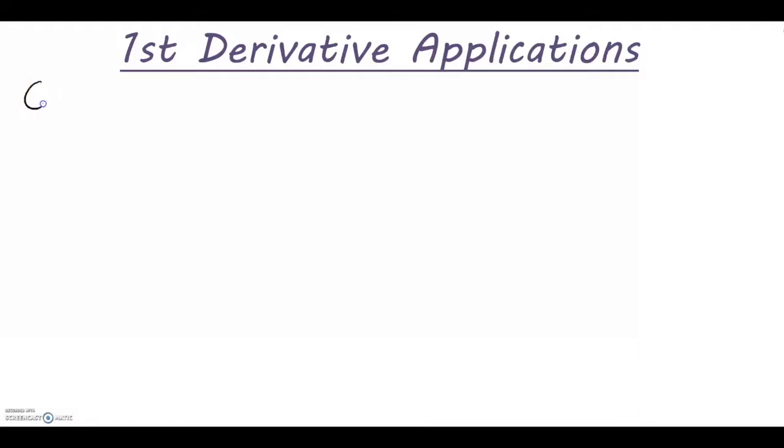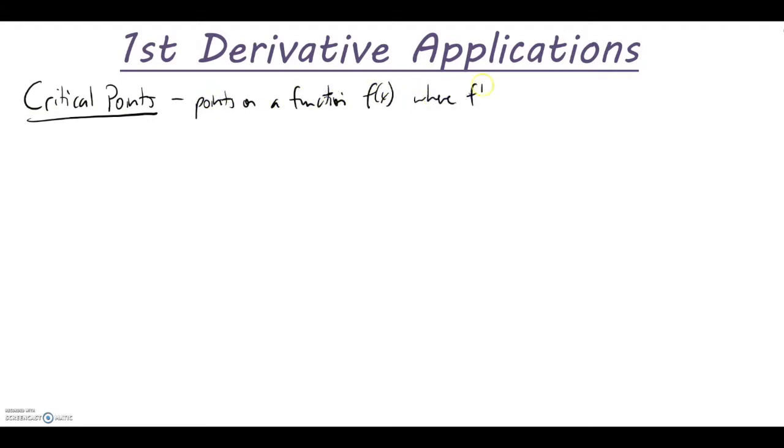In this video, we are going to investigate applications for the first derivative of a function. And we'll start by defining what we call critical points, which are points on a function where its derivative equals 0 or its derivative does not exist or is undefined.